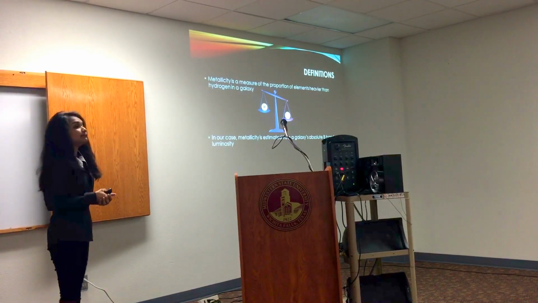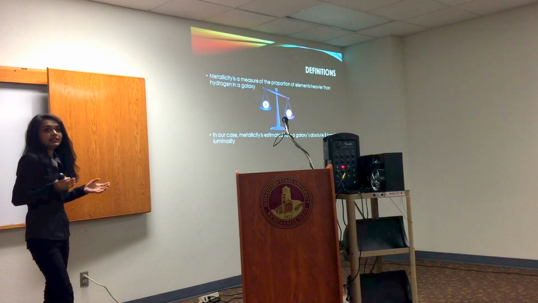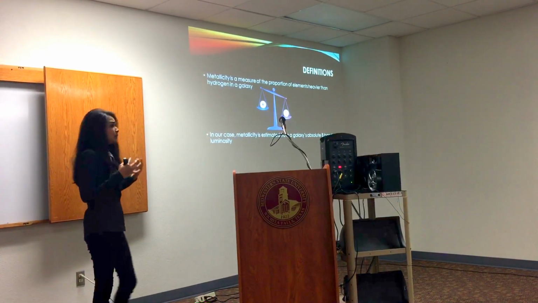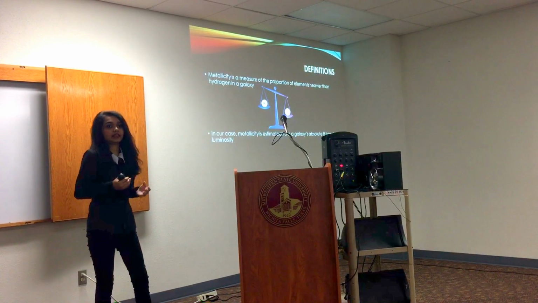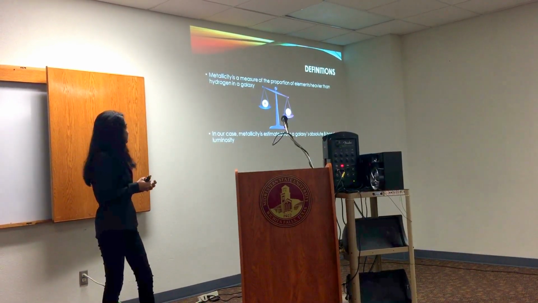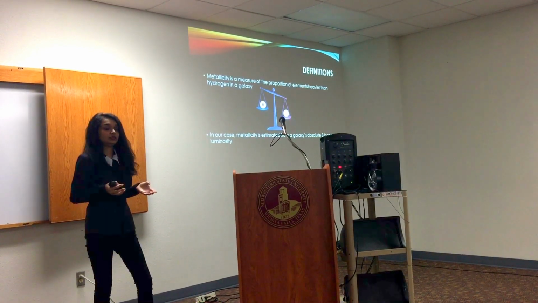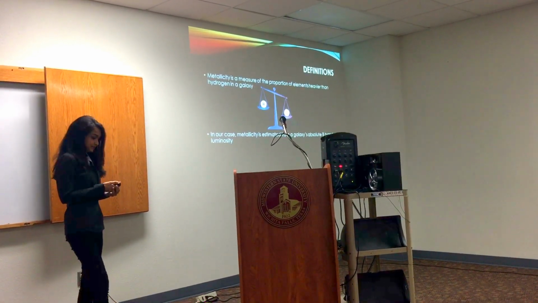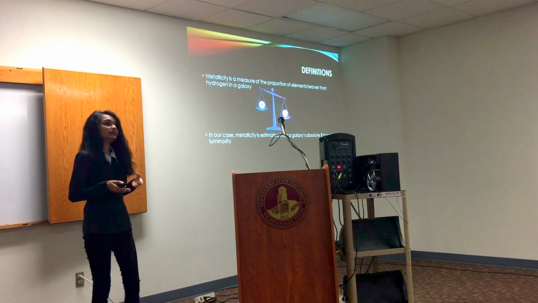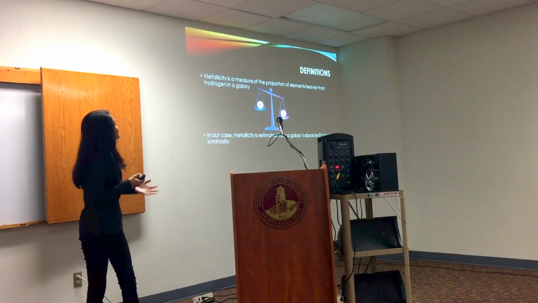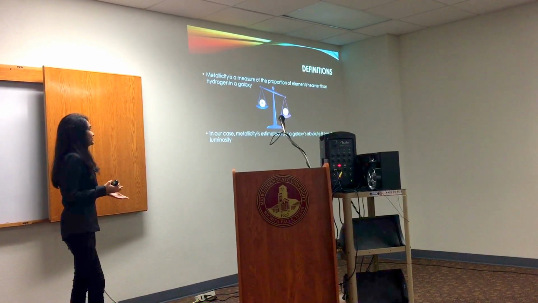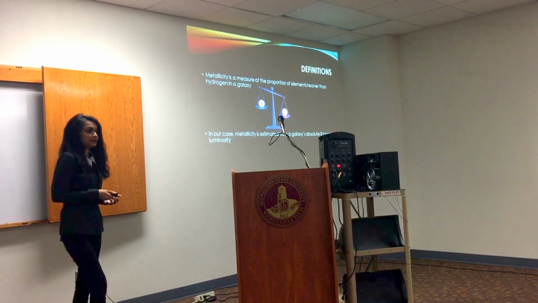And the next is the metallicity. Metallicity is the proportion of elements that are heavier than hydrogen. So in our case, metallicity was estimated using the absolute B-band luminosity. There's a linear relationship between the absolute B-band luminosity and the metallicity.